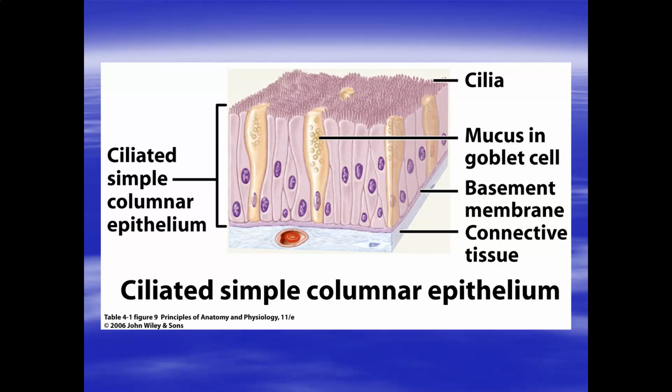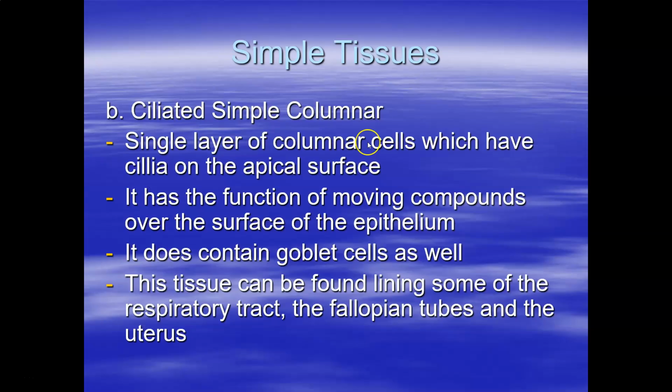So we've already talked a little bit about it in previous cells, but the whole purpose of cilia is to move things along its surface. So this is not about surface area absorption, this is about moving things along. So we say it has the function of moving compounds over the surface of the epithelium, and it does contain goblet cells as well, because again, mucus can act as a lubricant to allow things to move along. And because it moves things along, we find it in the respiratory tract, the fallopian tubes, which is part of the female reproductive system, and the uterus itself as well. That role there, moving the egg or the ovum along to where it needs to go.